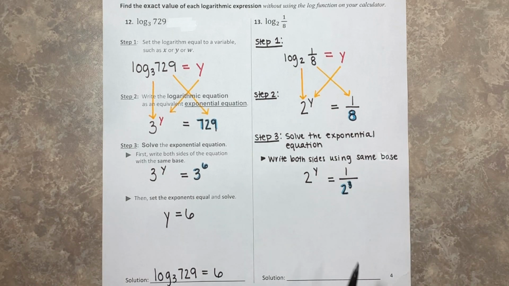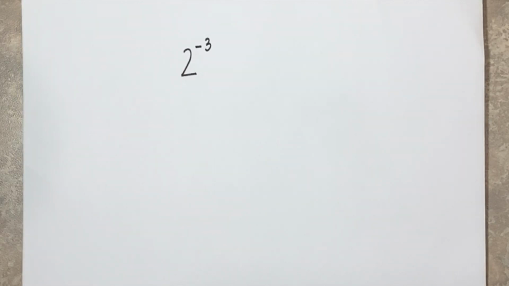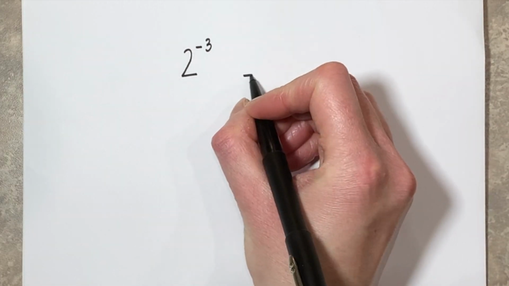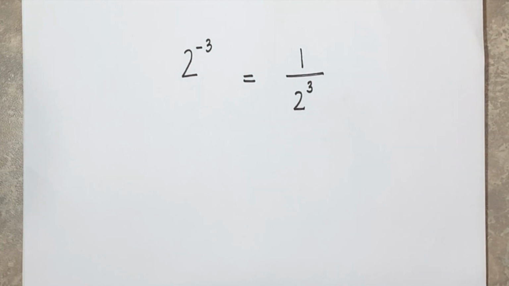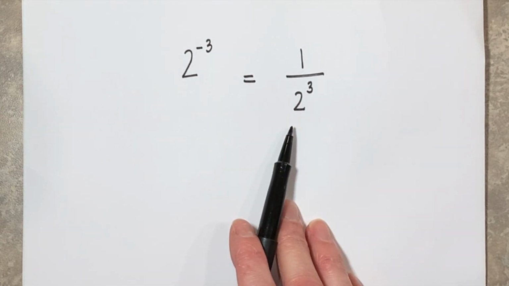Now we want both sides written using the same base, but when solving exponential equations, we don't want a fraction here. Now let's just quickly review negative exponents. We typically don't like negative exponents. So if we see a problem like this, we usually like to write it without negative exponents. And to do that, we'll take this and move it to the denominator and write it as 1 over 2 to the positive 3. Now usually we don't like negative exponents, so we'll rewrite it like this using positive exponents.